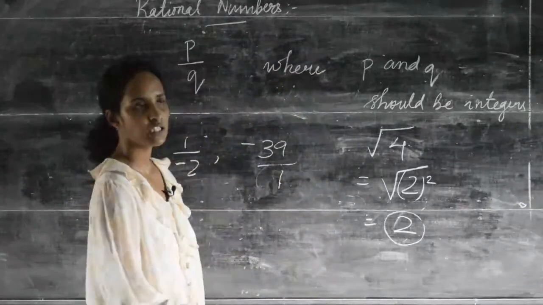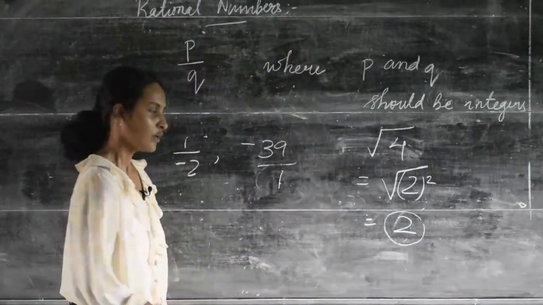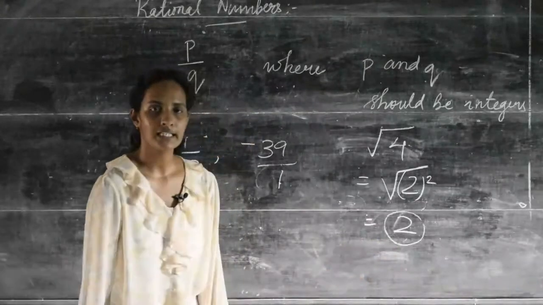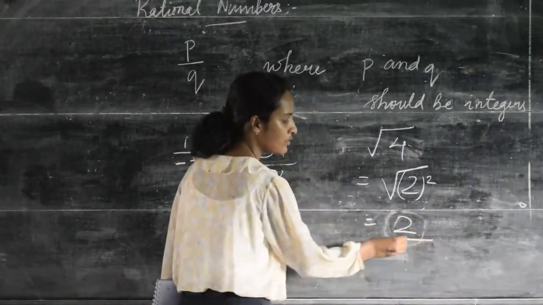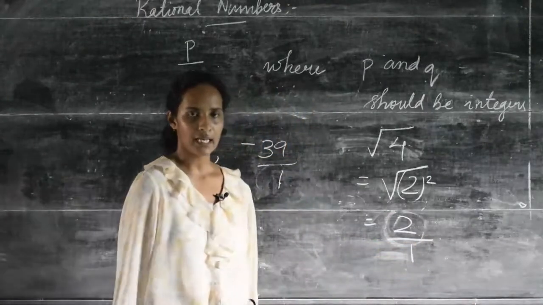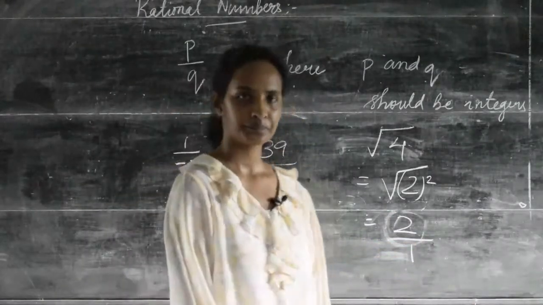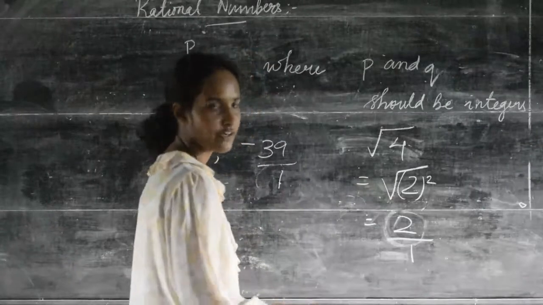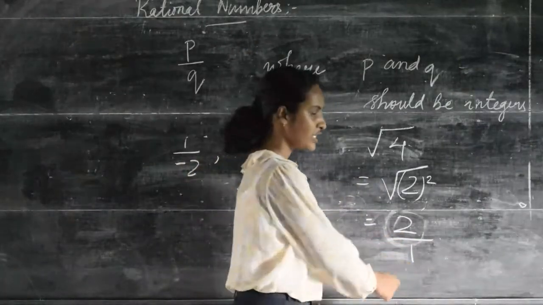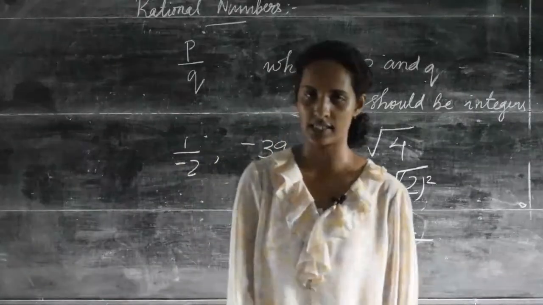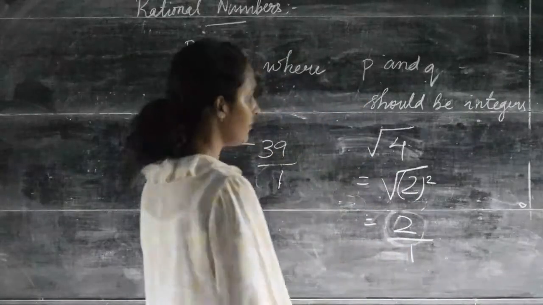It cannot be written in the form of p by q, right? You might be thinking there is no q here, right? But it can be written in the form of p by q. How can it be written in the form of p by q? 2 can be written as 2 by 1. Any number can be written with a denominator of 1, right? So 2 by 1. As you can see, 2 is also an integer, 1 is also an integer, and we have 1 below, not 0. So that means 2 is also a rational number.